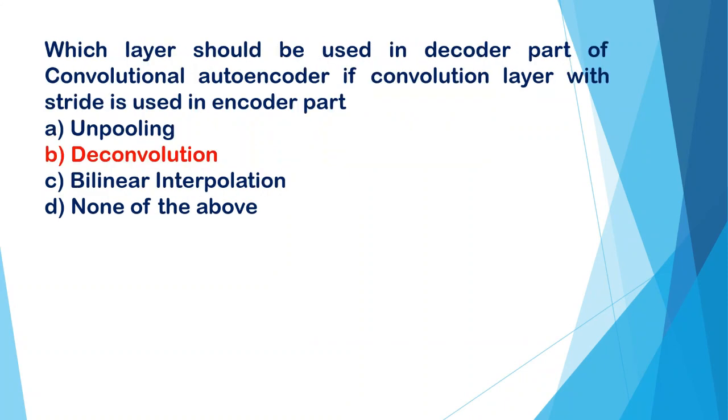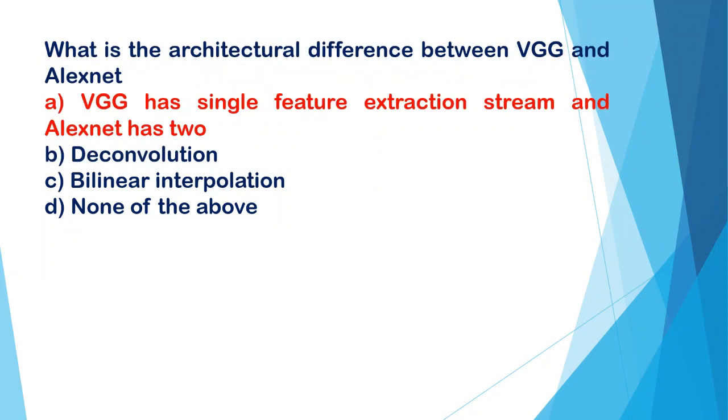Which layer should be used in decoder part of convolutional autoencoder if convolutional layer with stride is used in encoder part? A. Unpooling. B. Deconvolution. C. Bilinear interpolation. D. None of the above. And the correct option is B. Deconvolution.